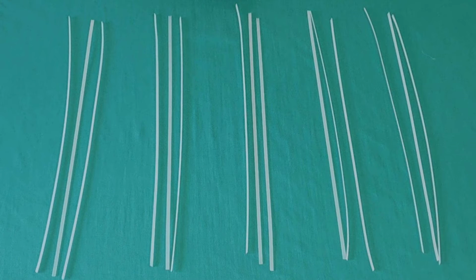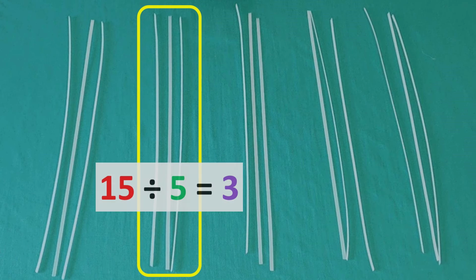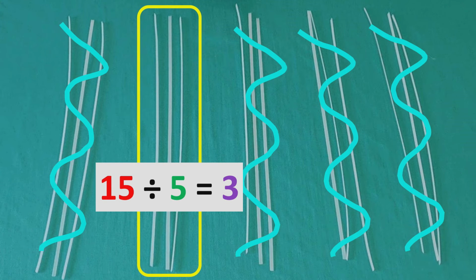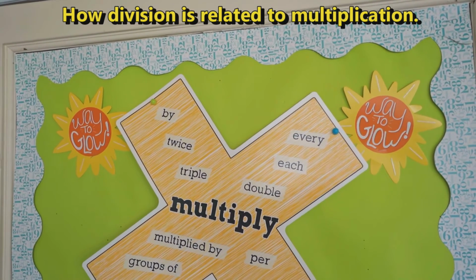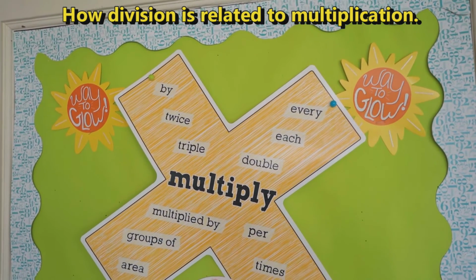Earlier, we divided a collection of 15 sticks into 5 smaller groups. The answer to 15 divided by 5 is 3. The number 3 refers to how many sticks are in one group. We discard the other groups and do not count those sticks. Our final topic is to talk about how division is related to multiplication.